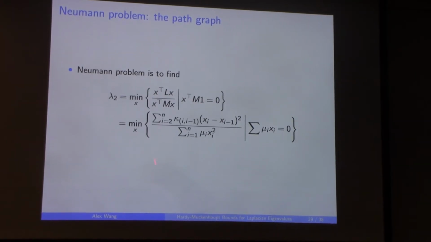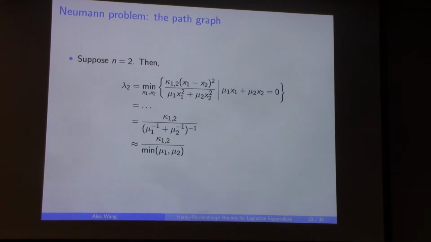For the path graph, I'm going to write out what this is exactly. It's just the sum over the edges of the squared difference over that edge, divided again by the mu-weighted L2 norm of x, and now we have that the sum of mu i x i equals 0. Similarly to previously, maybe it's hard to understand what this looks like when n is large, but we can try to understand it when n is equal to 2, for example. So we have a 2-node system.